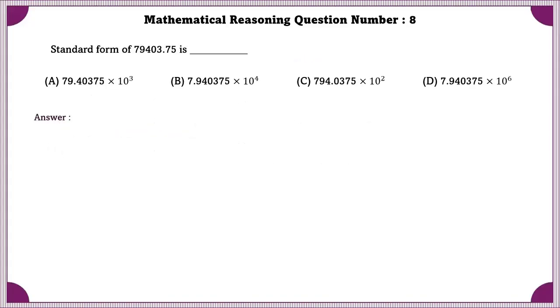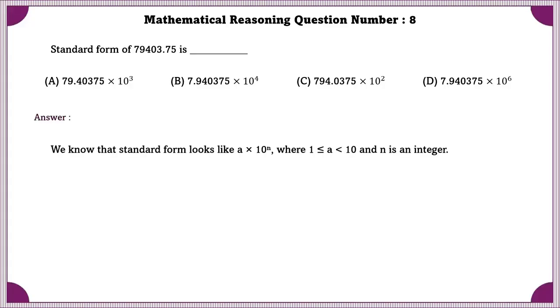Mathematical reasoning question number 8. Standard form of 79,403.75 is. We know that the standard form looks like a into 10 to the power n, where 1 is less than or equal to a, which is less than 10, and n is an integer. Therefore, the standard form of 79,403.75 is 7.940375 into 10 to the power 4.